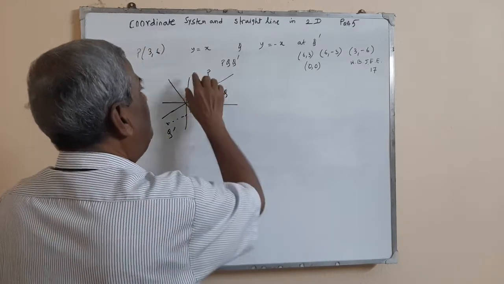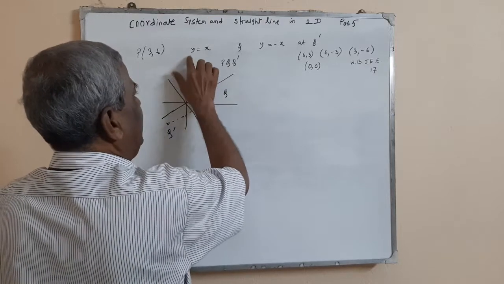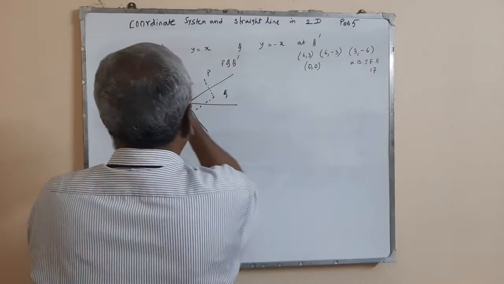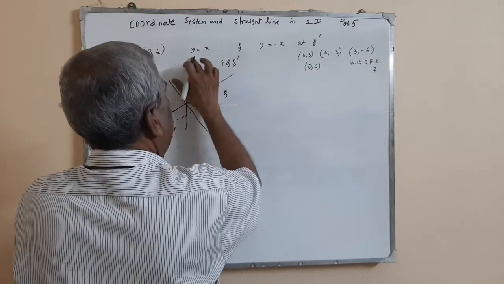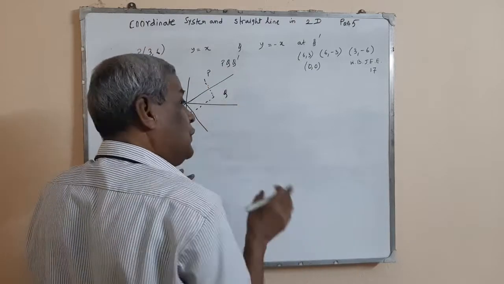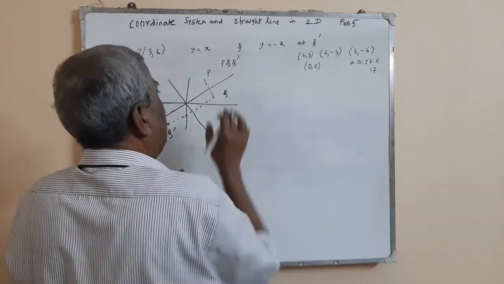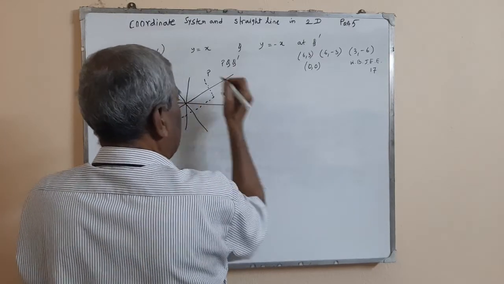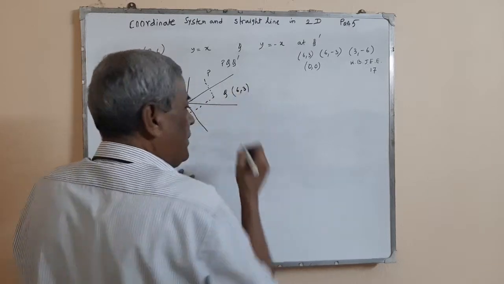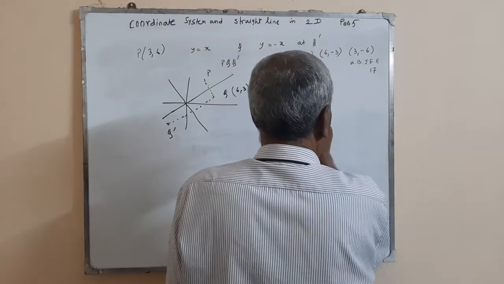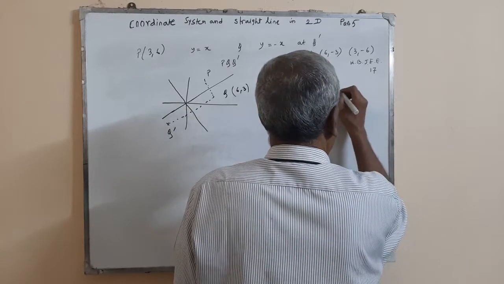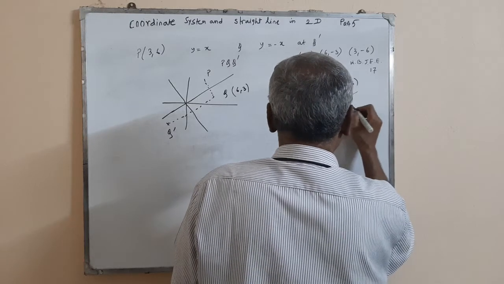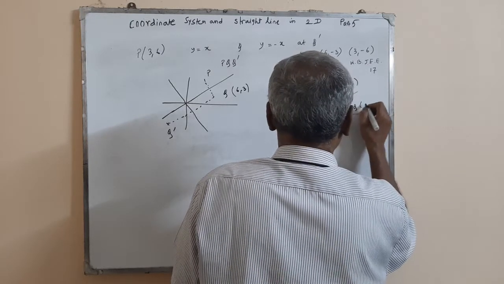Now the point P is reflected on the line y is equal to x. We know that if a point is reflected on the line y is equal to x, its image point will just have the coordinates interchanged, 6 and 3. This is y is equal to x, it is P, it is 3, 6, and the image point Q is, say, alpha, beta.